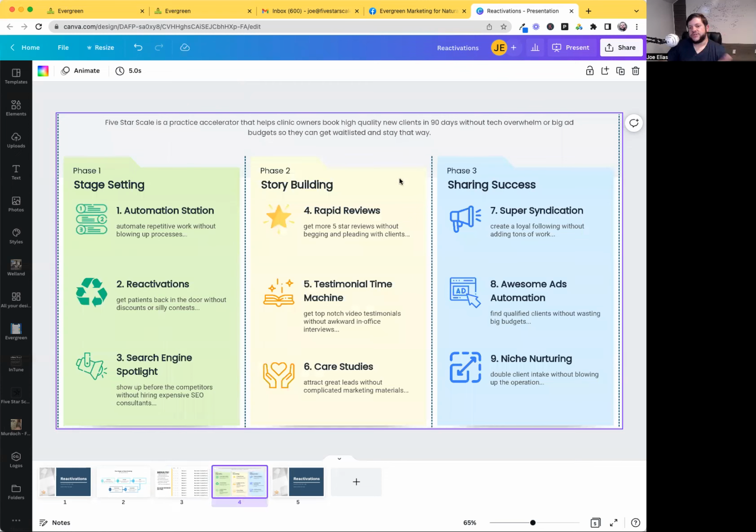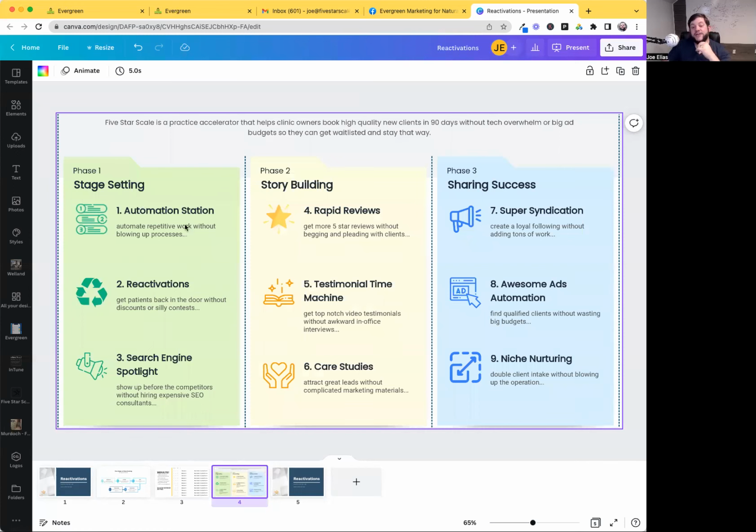In fact, this is my 5-star scale program. It's in 3 phases. It's designed to help you position yourself without using a ton of your time, so you can fill your schedule, get waitlisted, and stay that way, and not spend a ton of money on ads, not throw thousands and thousands of dollars a month at ad agencies and all sorts of other gimmicks, but feel confident with a foundational marketing plan and all the tech that you need, in one bit of software. That's my automation station, by the way. That's over here in phase 1.